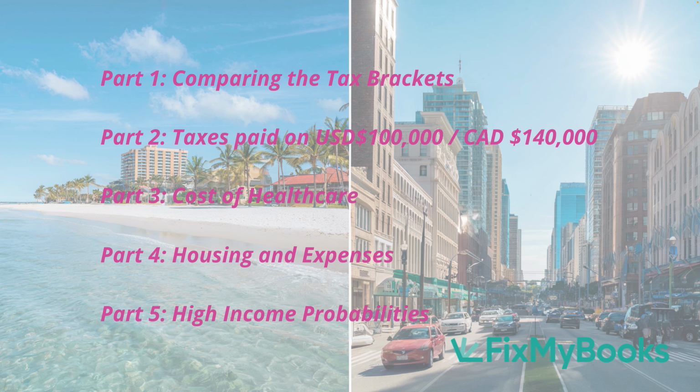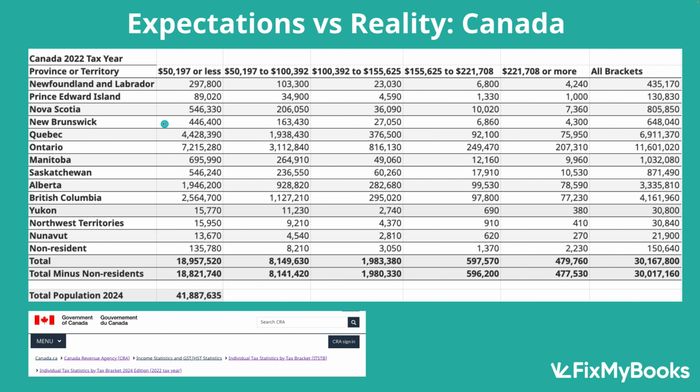These are the individual income statistics from different tax brackets in the 2024 edition, for the tax year 2022. I've just copied and pasted everything into Excel. We've got the different income brackets that Canada divides it into, which is around 50,000, 50,000 to 100,000, 100,000 to 155,000, 155,000 to 221,000, 221,000 plus, then all brackets, and it also includes non-residents. So I've subtracted the non-residents here to get this number of total people that have filed a tax return.